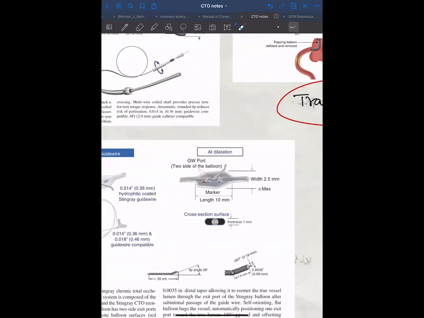This has a tip angle of 28 degrees just to enable its entry out of these 2 ports which they have given at the end of it. We'll see how it is used.